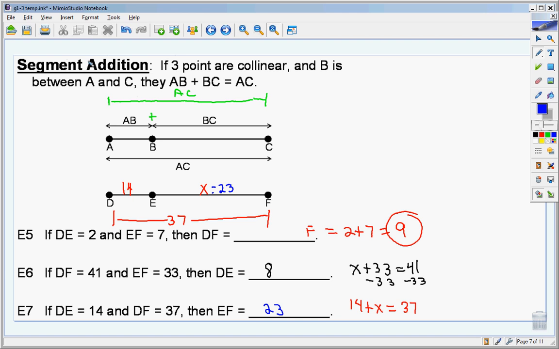Segment addition is a postulate. The segment addition postulate says if you take part of a segment, you add another part of the segment, it's equal to the whole segment. Are there questions on segment addition?